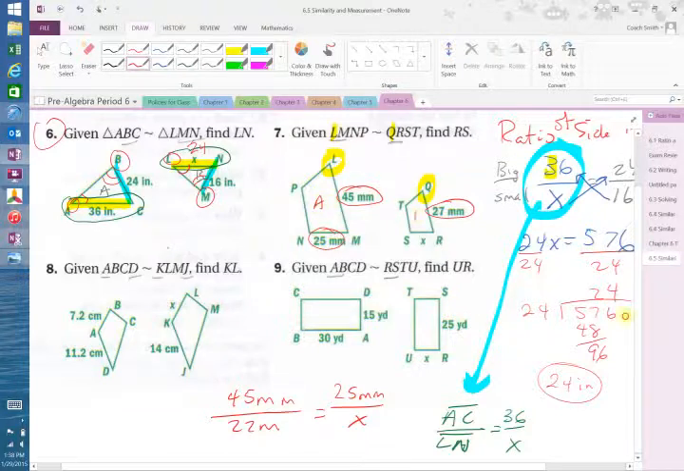Now, make sure. We'll say that's A and that's B. So this was figure A, this was figure B. Do both of these measurements, 45 and 25, belong to figure A? Yes. Do both of these measurements, 27 and X, belong to figure B? So I've got my proportion set up properly. In other words, I can't put 45 over 25. You can't do that. Then you're not dealing with a ratio, you're just dealing with one figure. So it has to be set up like this.